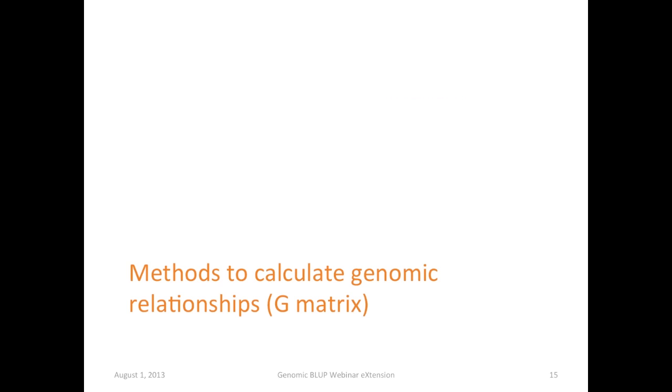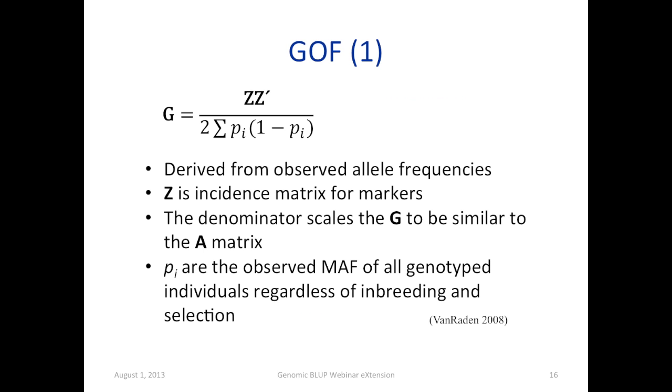So we covered different matrices derived from the markers to calculate genomic relationships. Now let's look at some of the methods suggested in the literature to calculate genomic relationships. The first method, I number them from 1 to 5. There are actually more than 5, but I am only covering 5 or 6 of them.